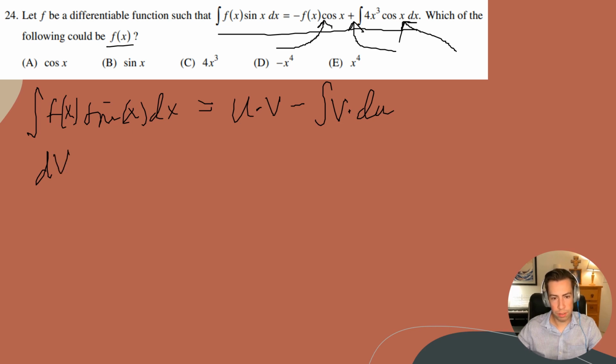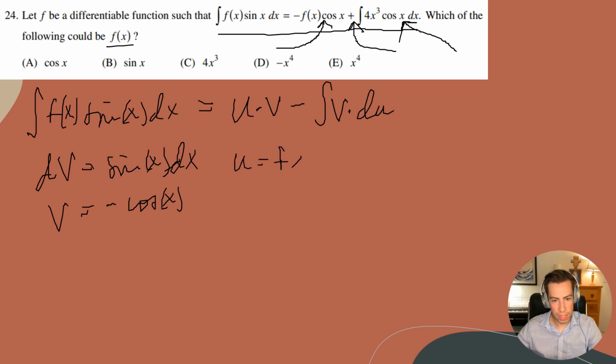Because it has to be v, because dv goes to v, and if we make dv sine of x dx, then I end up with v being negative cosine of x. And if I make u f of x, then I get du equals f prime of x, right? So let's go ahead and plug in these values and see if it makes sense.